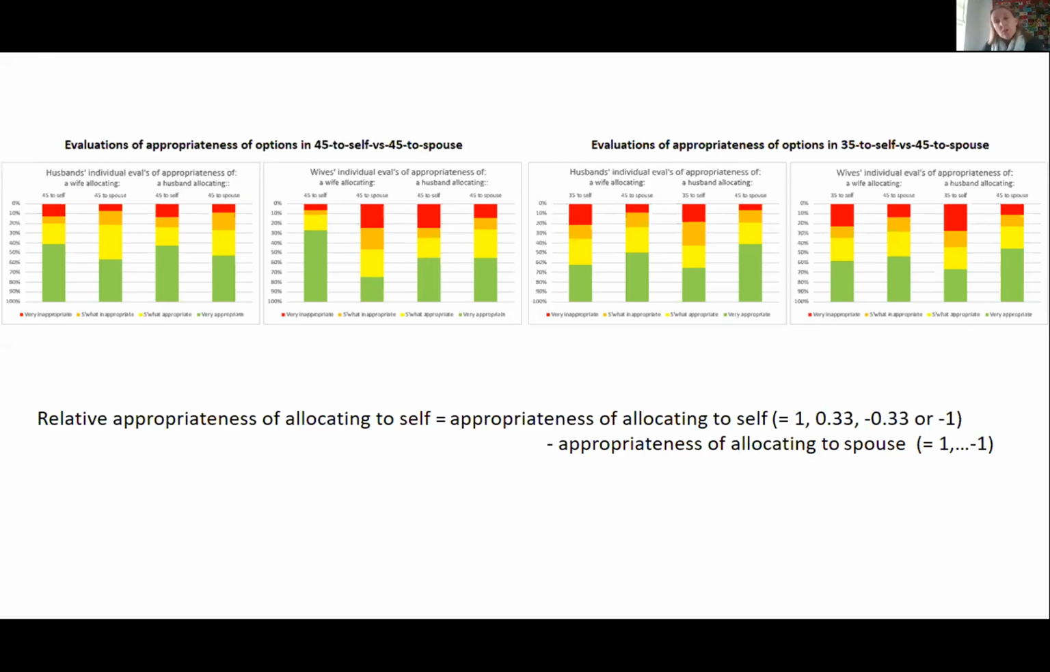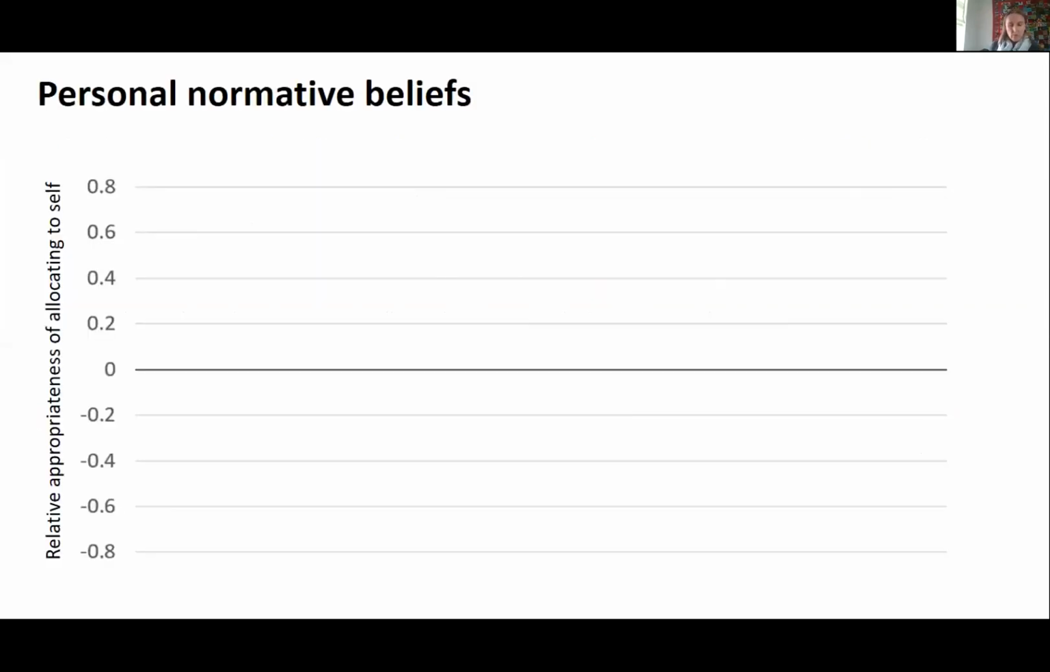In order to do this subtraction, we have to put values on these appropriateness evaluations. And what we're doing, following the literature, is, if they say it's very appropriate, we give it an appropriateness rating of 1. Very inappropriate is given a rating of -1, and then somewhat appropriate 0.33, somewhat inappropriate -0.33. Okay, so for each evaluator, for each scenario, we have the relative appropriateness of allocating to self versus allocating to spouse. And so now we can graph these and start to do comparisons that are much more directly informative.